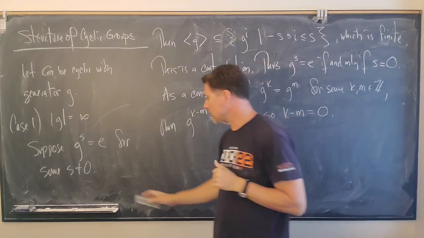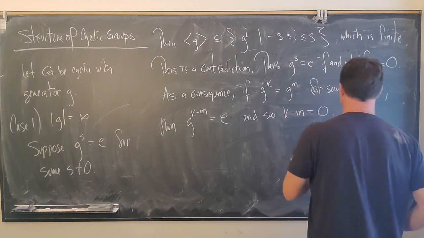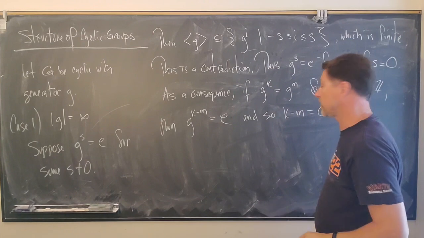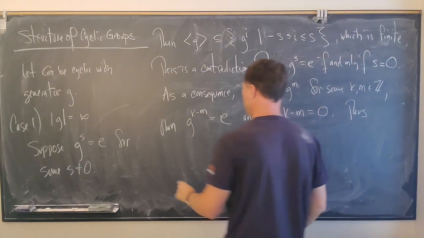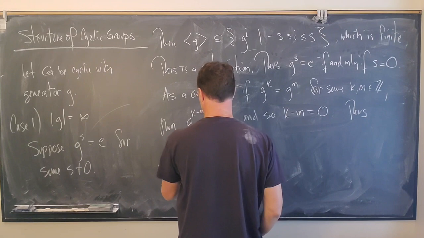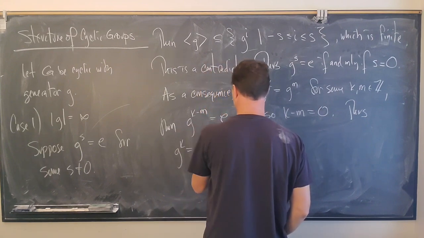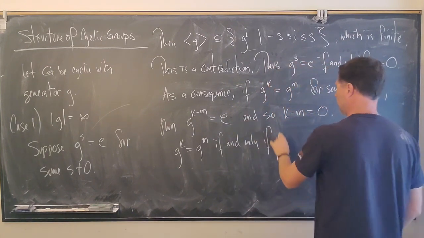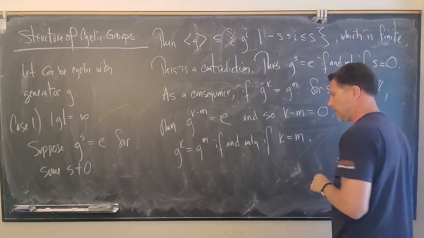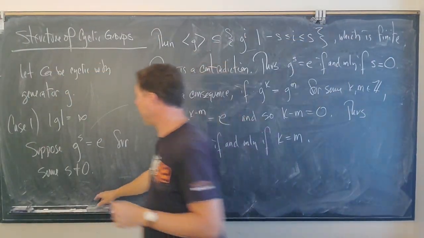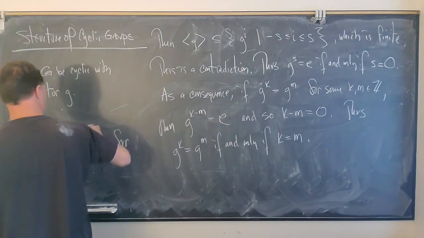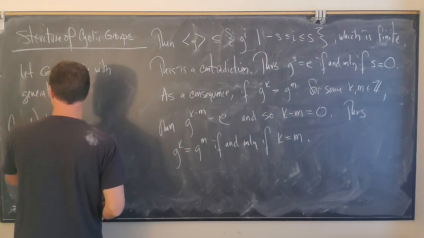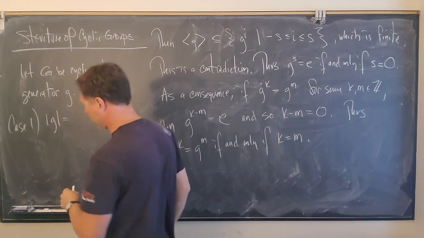Okay, so what does that tell us then? Let's write it like this. This is really the conclusion that we were headed for in this case 1 discussion. Thus, g to the k equals g to the m if and only if k is equal to m. Okay, so now let's look at case 2, and that's going to be the case that we have a finite element. So case 2 is that the order of g is equal to some number n.